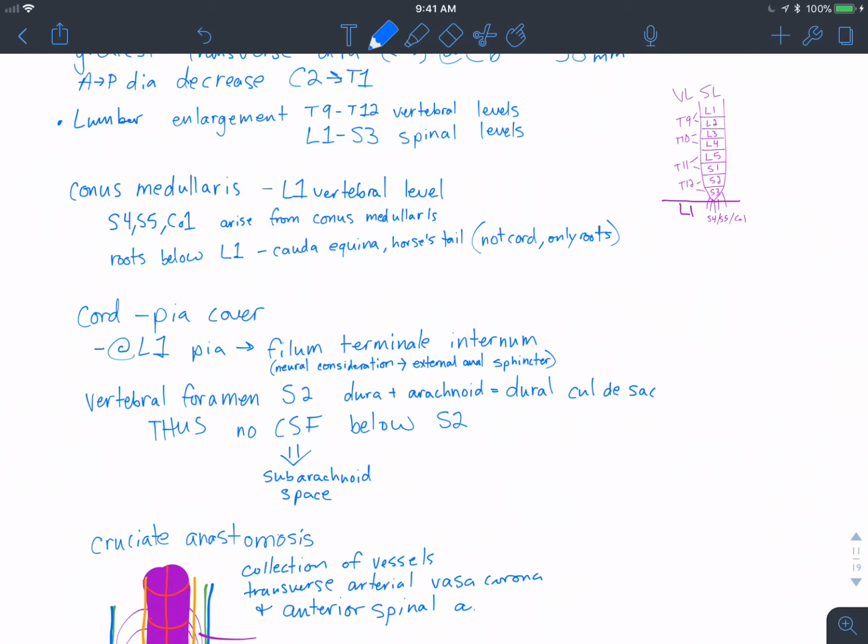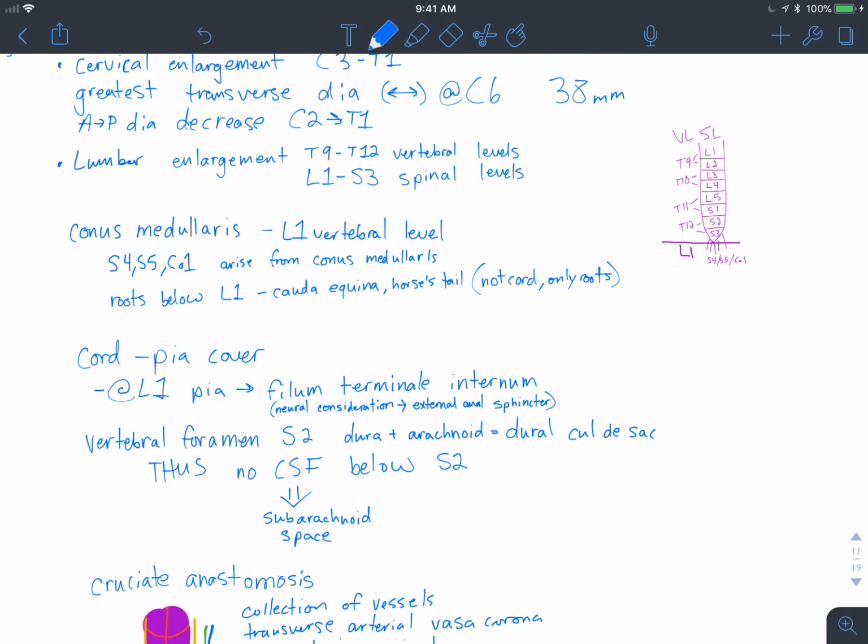So again, conus medullaris is found at the L1 vertebral level, okay? Nerve roots S4, S5, and CO1, coccyx 1, right, are arising from that conus medullaris, that very tip of the cord there, okay? And then all we have is roots below L1, okay? That cauda equina, horse's tail. Only roots. So that's why we prefer to do like a spinal tap down there, because you know you're not going to hit the cord, right? You get a little more leeway.